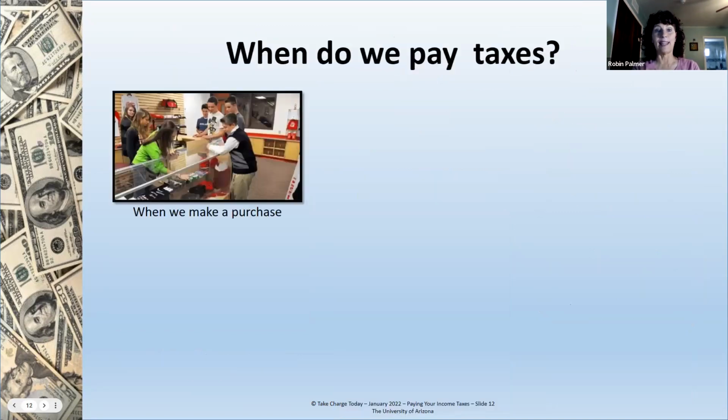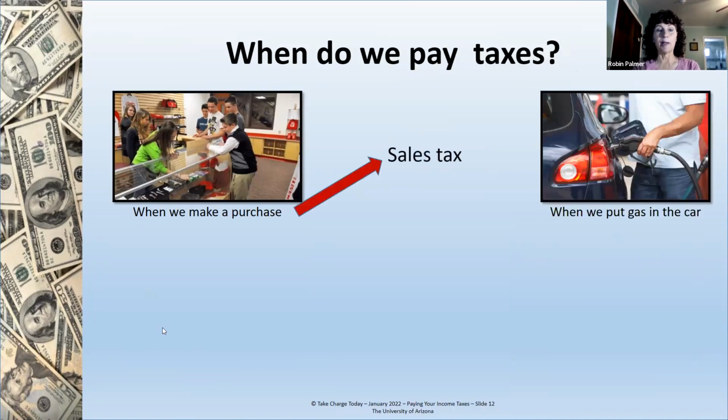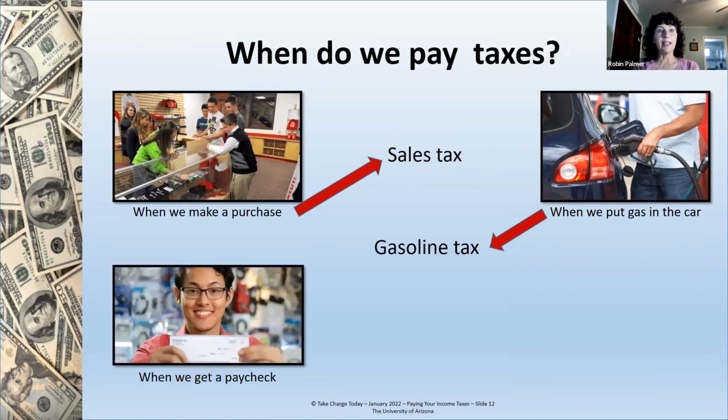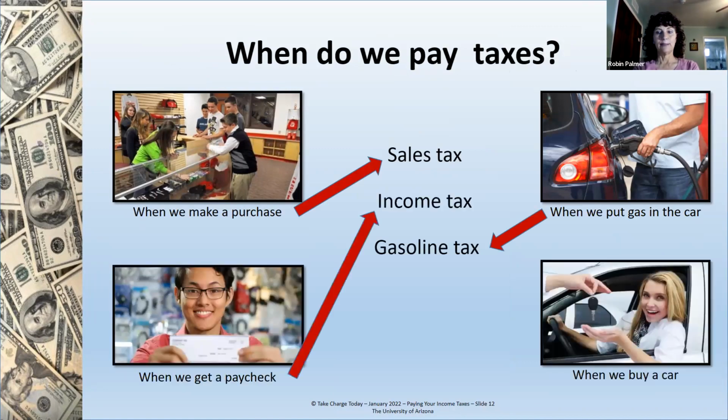This is another slide, like when do we pay taxes? So I always just put up this first part. When we make a purchase, what type of tax are we paying? Let the kids guess. When we put gas in the car, what type of tax are we paying? When we get a paycheck, when we buy a car in Arizona, this comes out of our property taxes. That's part of that. So just something that's kind of kid friendly.